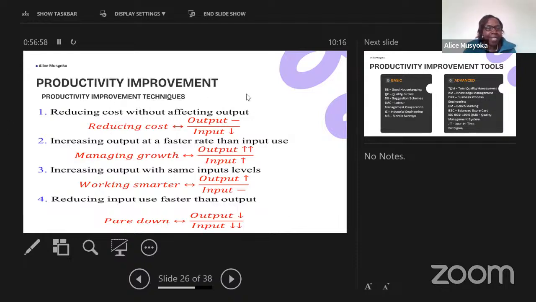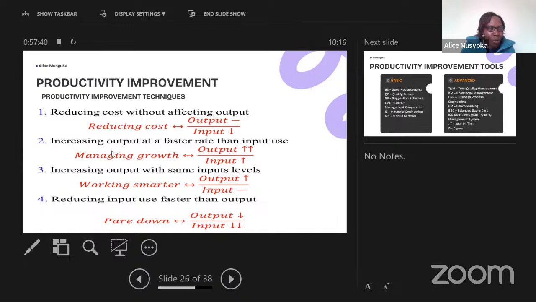We look at productivity improvement techniques. How can we improve productivity? So some of the techniques that we can use to improve productivity is 1, reducing cost without affecting output. And that is what is shown in red. Meaning we are not affecting output, as you can see, but we are reducing inputs. When we reduce inputs, it impacts on productivity positively, because inputs mean the costs, the resources that are going in.